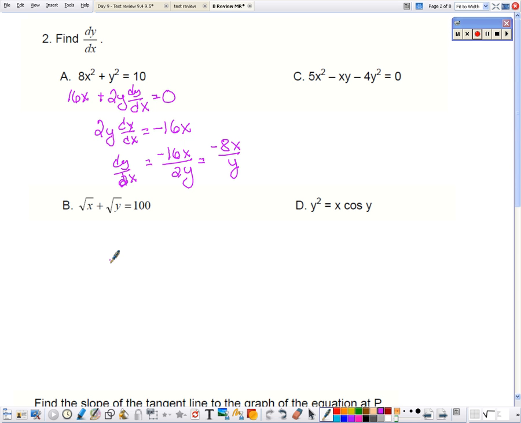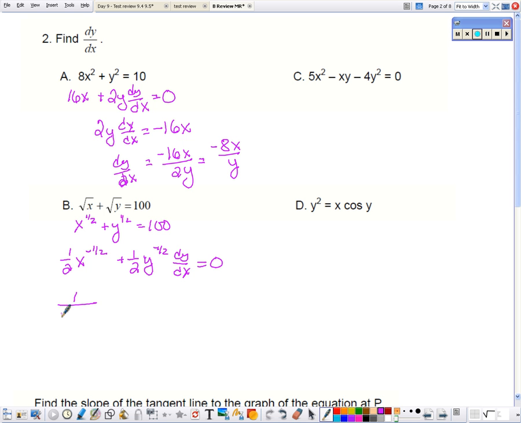Now for b, I'm going to change these to an exponent of 1/2. So now finding the derivative, that's 1/2 x to the negative 1/2 plus 1/2 y to the negative 1/2 dy/dx equals 0. I'm going to clean this up.